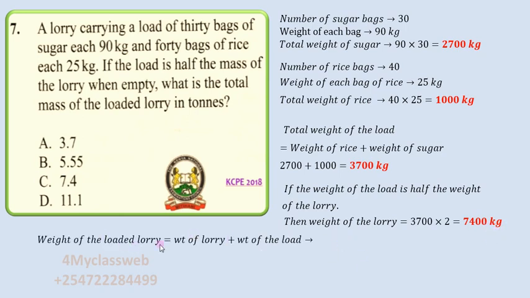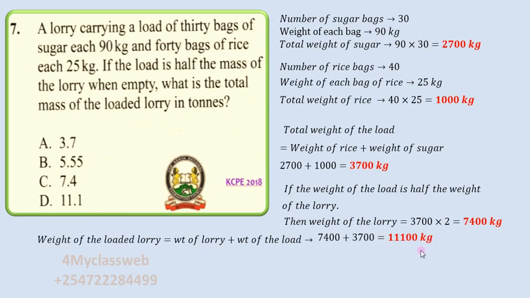Now, the weight of the loaded lorry will be the weight of the lorry plus the weight of the load. We have already obtained both. So we take the weight of the lorry, which is 7,400, add 3,700, and we shall get the total weight of the loaded lorry to be 11,100 kilograms.